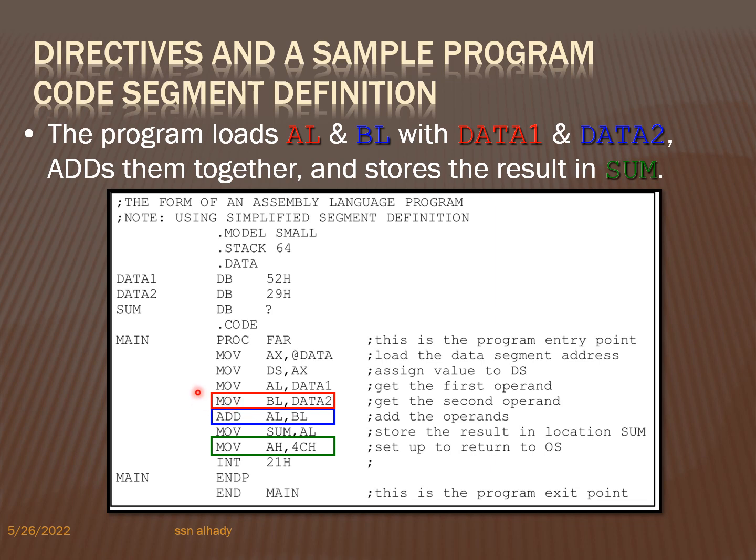In the first part, these two, AL and BL, you load with data 1 and data 2. The next one, you add both and put the result inside AL. Later on, the next instruction stores AL in the sum. This instruction is just to set up the return to the operating system.